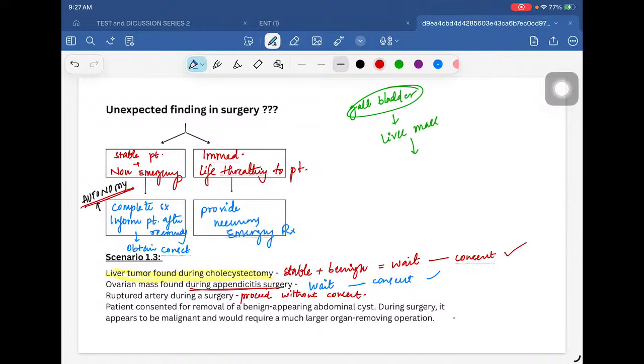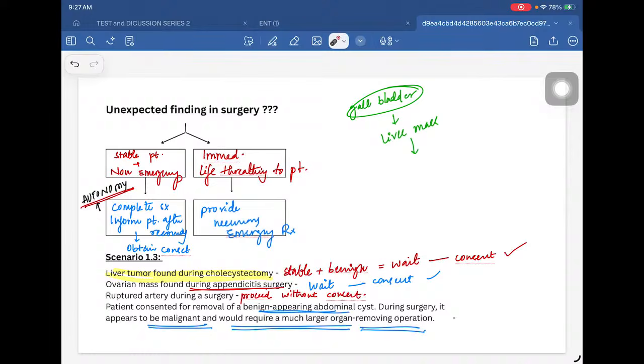Right. The patient consented for removal of a benign-appearing abdominal cyst. During surgery, it appears to be malignant and would require a much larger organ-removing operation. Now, should you wait for the consent, or should you proceed with the removal? Basically, what you thought was a minor surgery has become a major surgery, considering it's malignant and you have to remove a much larger organ. Now, what should we do here?